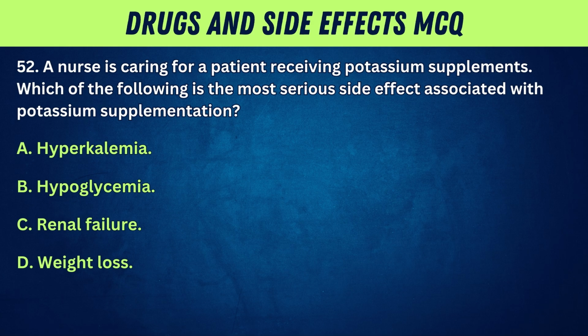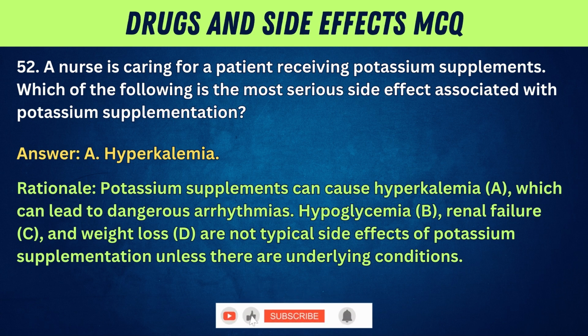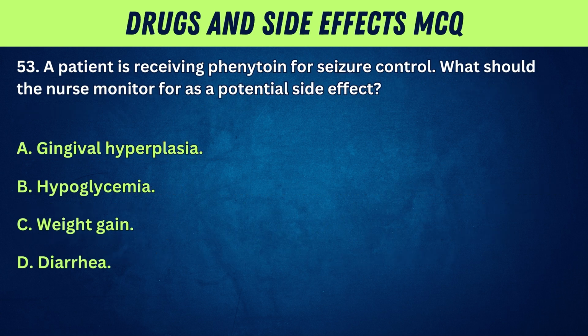52. A nurse is caring for a patient receiving potassium supplements. Which of the following is the most serious side effect associated with potassium supplementation? A. Hyperkalemia. B. Hypoglycemia. C. Renal failure. D. Weight loss. Answer: A. Hyperkalemia. Rationale: potassium supplements can cause hyperkalemia, A, which can lead to dangerous arrhythmias. Hypoglycemia, B, renal failure, C, and weight loss, D, are not typical side effects of potassium supplementation unless there are underlying conditions.